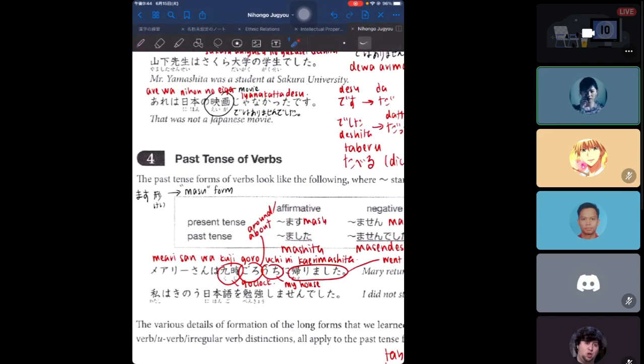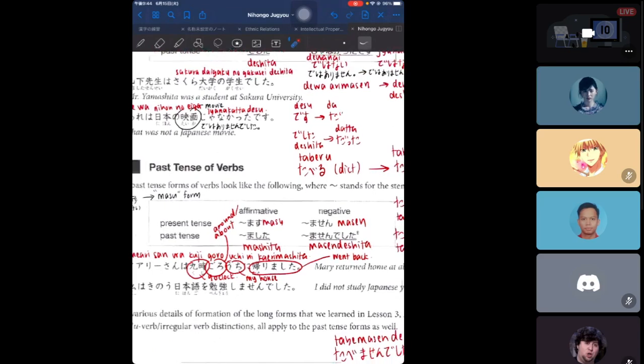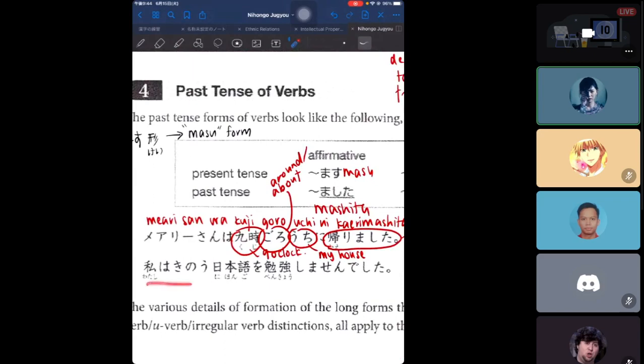For kaerimashita, the masu form is kaerimasu. The past tense of the affirmative is kaerimashita, which is the one you're using. If you want to change it to negative, it becomes kaerimasen. And then the negative past tense is kaerimasen deshita. Basically, you just change the back part, the masen part. So maybe the next one, dozo.